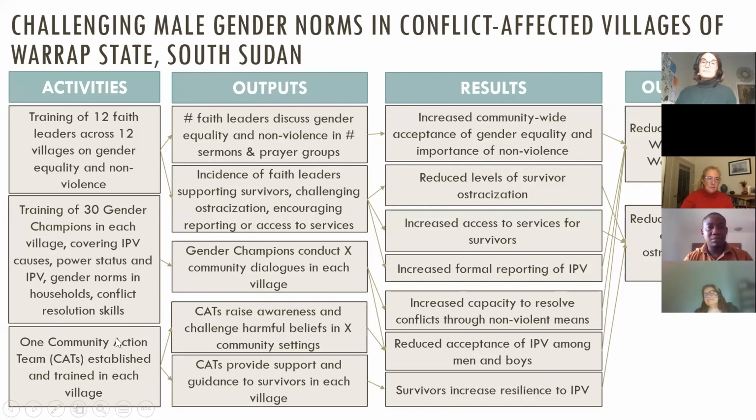And then lastly, we have community action teams being established where we would hope that they would go out and raise awareness and challenge harmful beliefs in a certain number of community settings, and provide support and guidance to survivors in each village, which again, we hope will lead to a reduced acceptance of IPV and increased resilience of survivors, leading to those final outcomes. So that's the imagined project in response to the imagined risk that we described. The question is, how would we do the outcome harvesting for this project? And so I'm going to walk through the 5 steps now, using that to pull out some examples.